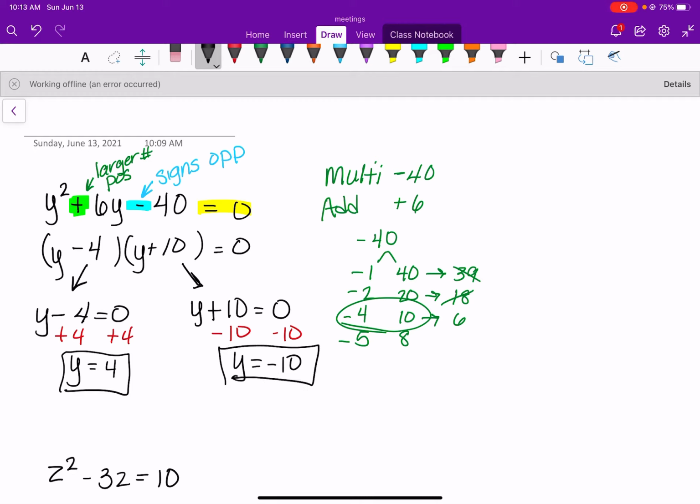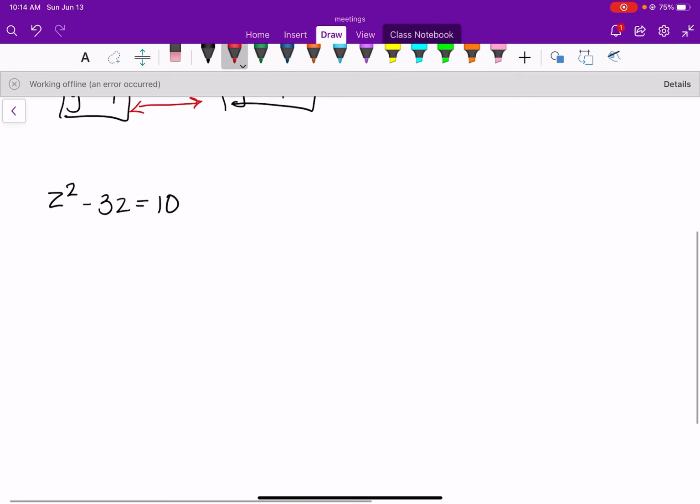I believe when you're doing this assignment, I can't quite remember, it has you do it in 2 steps. If it does have you do it in 2 steps, the first step is wanting this answer. So this would be step 1. And then the second step are wanting these answers here. Okay? So let's do the next problem.